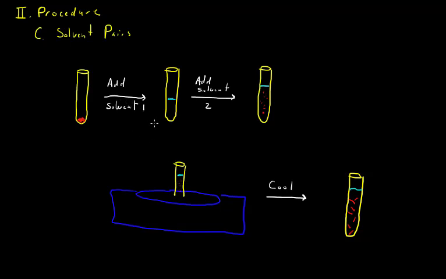Add one more drop of solvent 1 to it, and if you're very close to saturation, that should clear this up. Now you're very, very close to a saturated solution. You take the test tube out of the sand bath and allow it to cool. If you are near saturation, you should see crystallization at this point. And that is how you use a pair of solvents to recrystallize a compound.